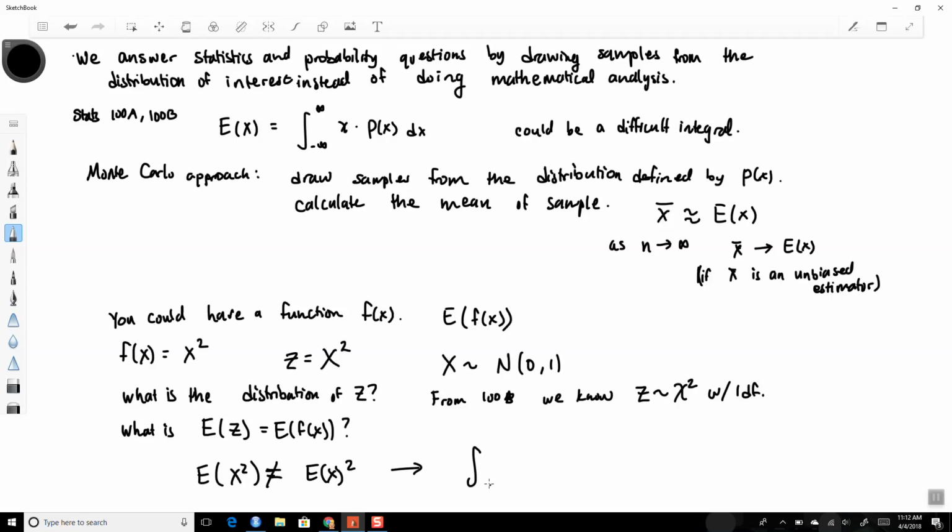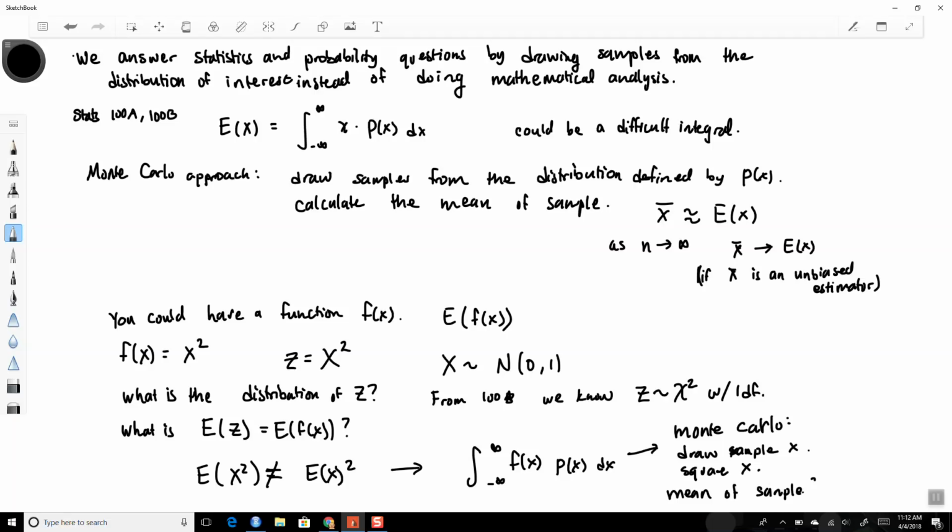Instead, we would have to do the integral from negative infinity to infinity of f of x times p of x dx, okay? Again, could be complicated. So the Monte Carlo solution is draw a sample of x, square your sample, and then take the mean of the sample squared. And that will give you an approximate answer.